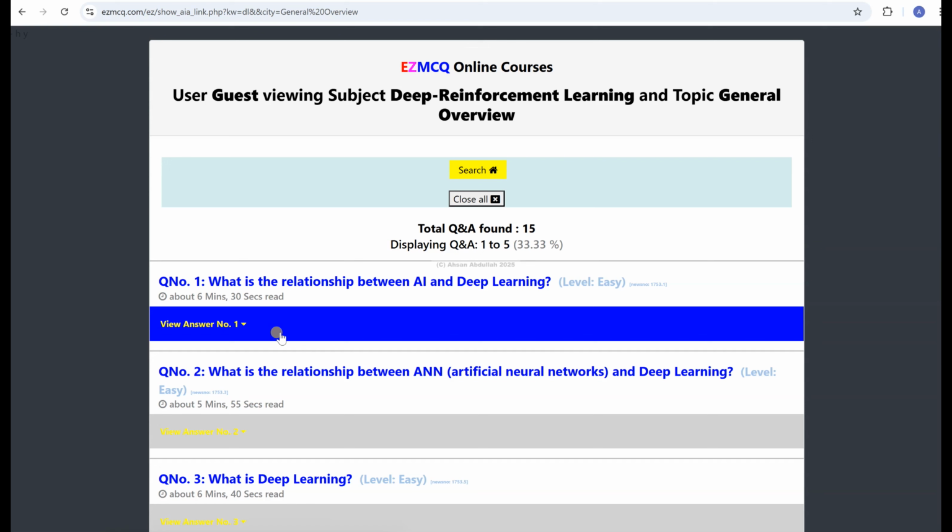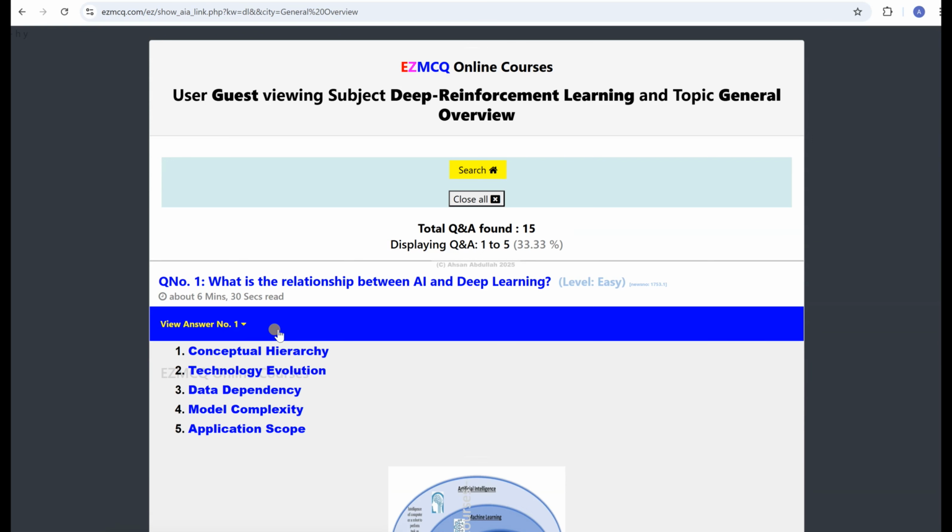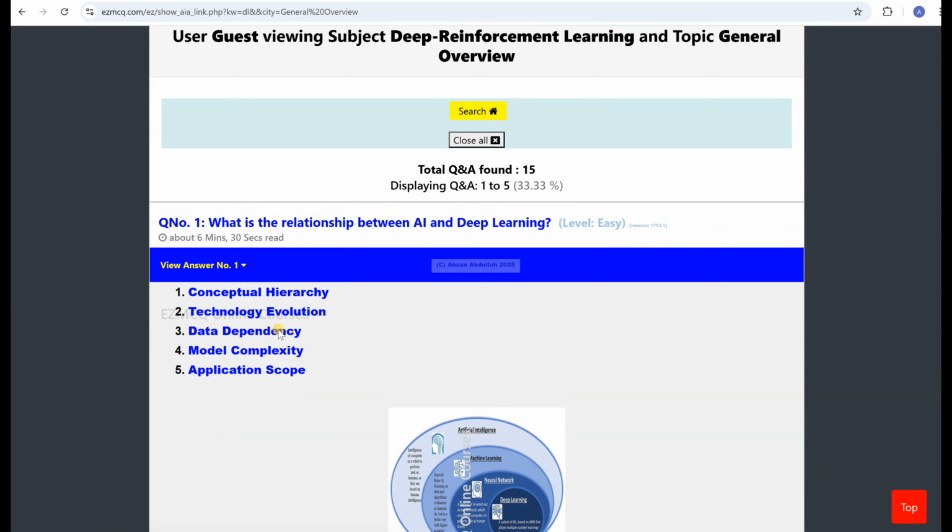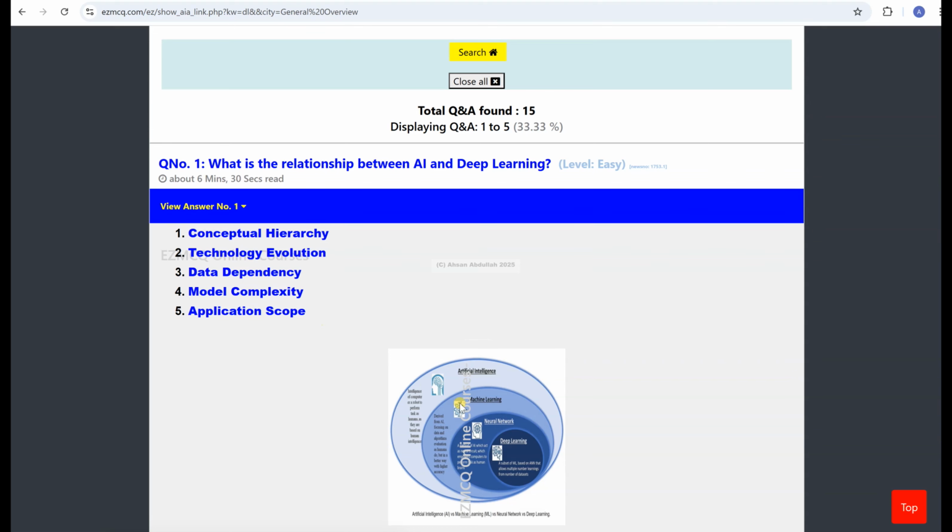What is the relationship between AI and deep learning? When we click on this, we see that these are the bullets, and we'll be talking about the conceptual hierarchy which is visible in this diagram. Then we'll move on to how technology has evolved, and this is all data driven. So the dependency on the data, the complexity of the models which are modeling the intelligence, and the application scope. So first look at the hierarchy.